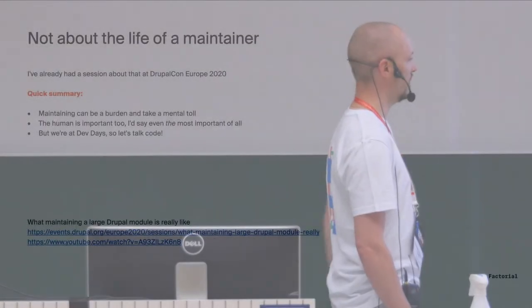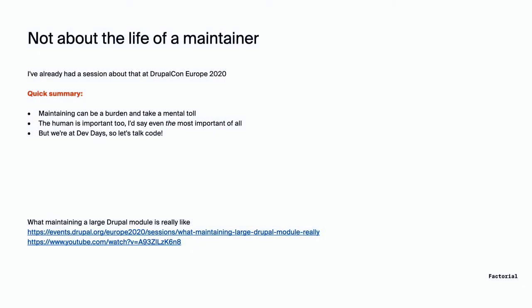This talk is not about the life of a maintainer. So it's not about what it's like to be a maintainer. It's not about how to interact with people in the issue queue. I've had a presentation about that at DrupalCon Europe 2020, the remote one. And we are at Dev Days, so I'm assuming people want to talk code. There is one thing that I do want to mention: when you're maintaining this software, the human is the most important part. You're you. If you have any needs, if people are badgering you or whatever, always put yourself first, right? That's just something I want to make clear.